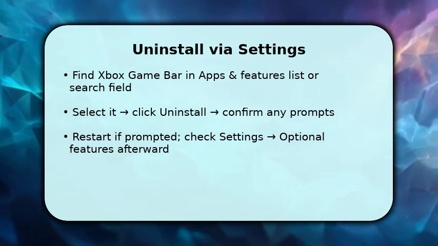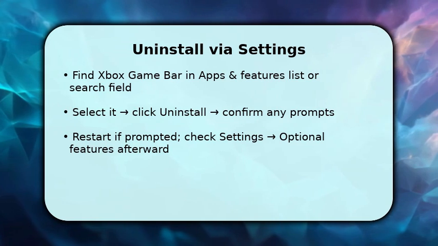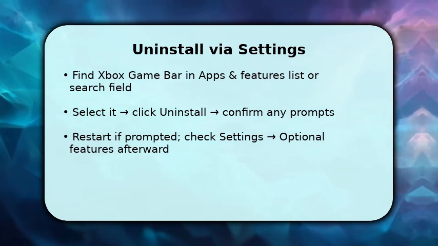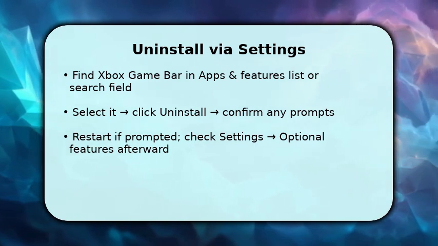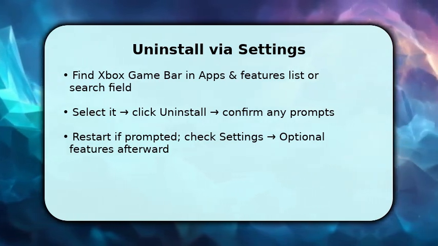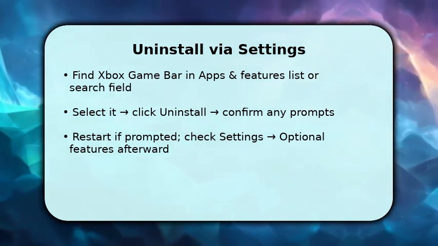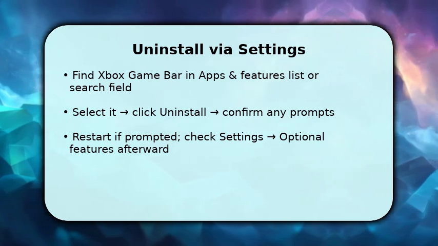When a confirmation appears, accept it. Windows may ask for admin approval. Provide it. After the uninstaller runs, some residual components require a reboot, so restart when prompted to complete file cleanup. Once Windows restarts, return to Apps and Features and verify it's gone.